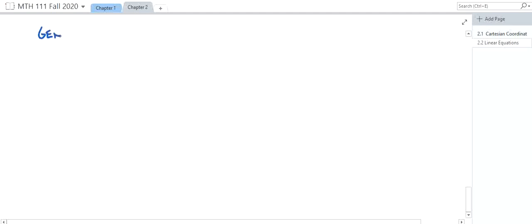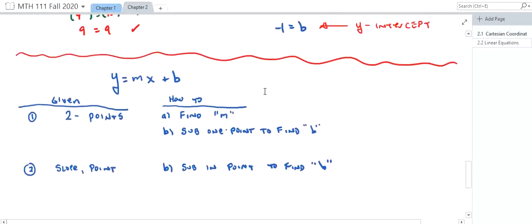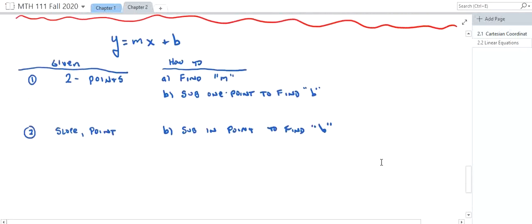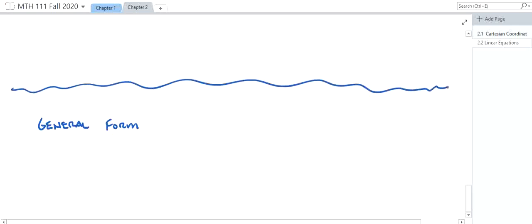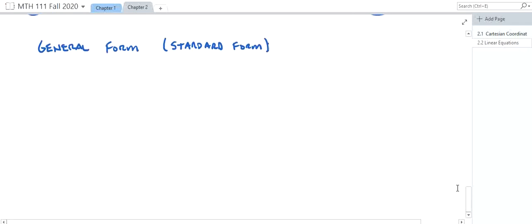Okay, let's talk about the general form. Linear equations in 2 variables don't always end up in a nice pretty package of slope-intercept form. They usually end up in a more general form. Your book calls it the standard form, but it's essentially the same thing, same idea.